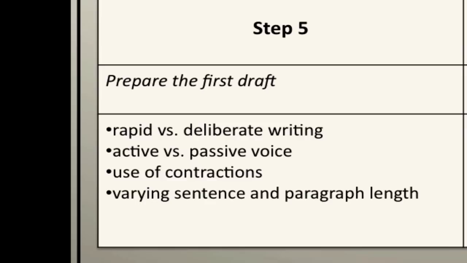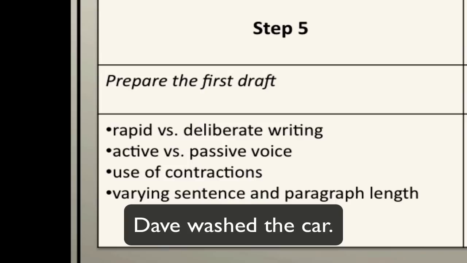The next thing you need to consider is writing with an active voice. We write a lot in what we refer to as passive voice, and I'll give you an example of what this is. An active voice is written where the actor in the sentence is actually doing something. For example, if I were to say Dave washed the car, the actor in this sentence is obviously Dave. Dave is doing something. He's washing the car.